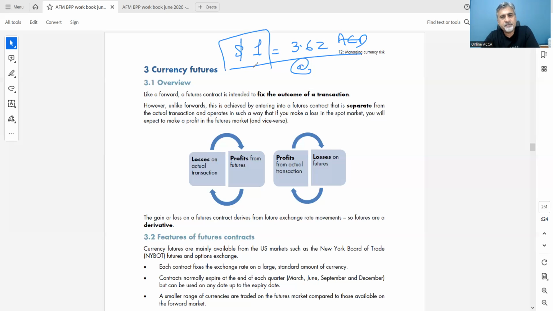Sometimes it becomes challenging because you make a contract with party X. What if party X does not honor their commitment? After 3 months you ask for $1 million at 3.62 dirhams, and they are unable to deliver. This is a risk, because only you and the other party are involved. Second, they may say 3.66 instead of 3.62. This is not an open market, just dealing between two people, so a lot of negotiation is involved.